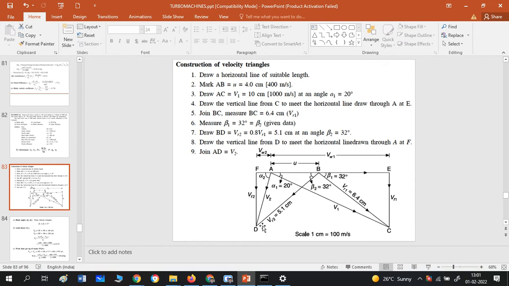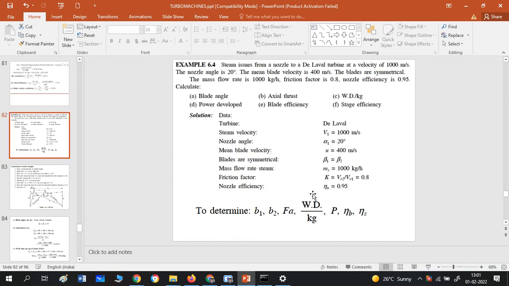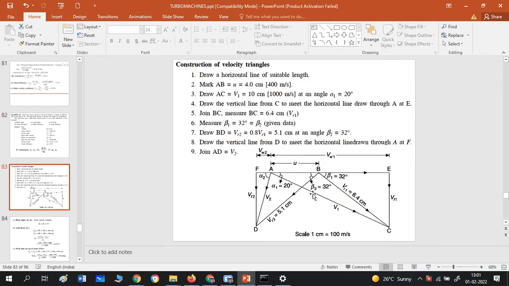So that you draw in the graph here, VR2 value 5.1 centimeter in the same angle, because beta 1 is equal to beta 2, given in the question itself. Blades are symmetrical, equiangular blades, all are same. Now you completed VR1, VR2, V1, V2. Now from points D and C, drop VF1 and VF2 as vertical lines, perpendicular to the AB line. You will get VF1 and VF2.